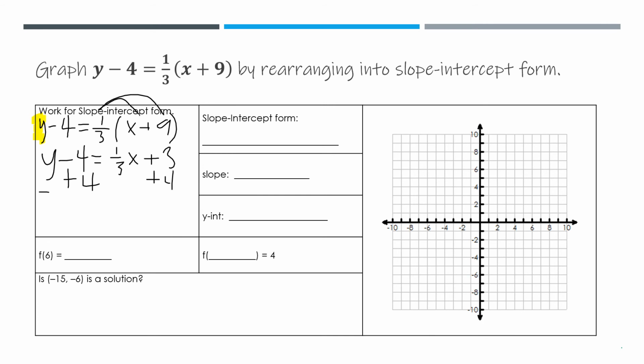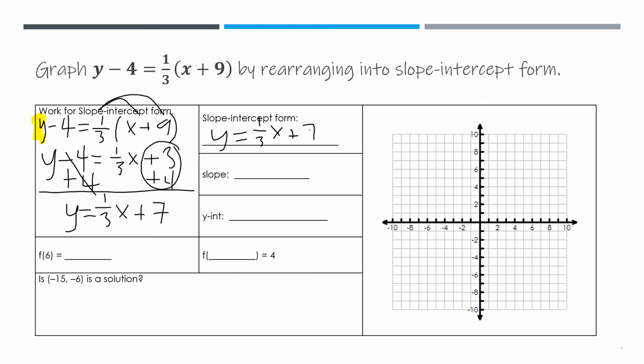Okay, and when I move it to the right-hand side, I want to combine like terms, so I can combine it with the 3 that's already there. So we get y equals 1/3 x plus 7. And that is my slope-intercept form. So my slope is 1/3. And then my y-intercept is at 7, but again, making sure that we write it as a coordinate.